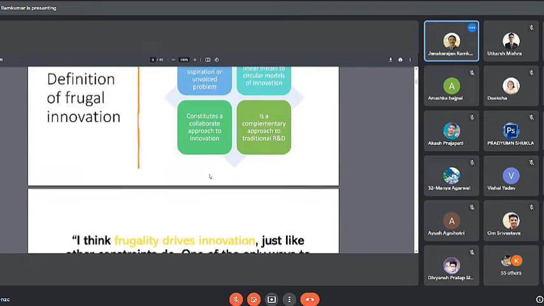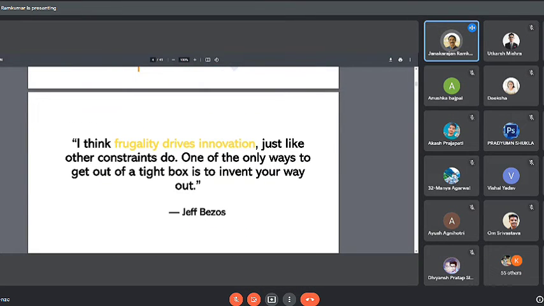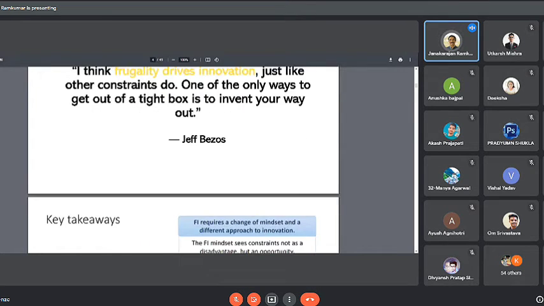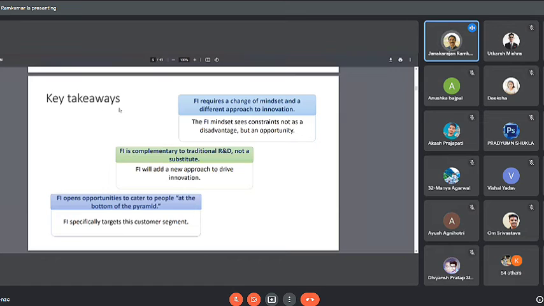So I think frugality drives innovation, just like other constraints do. One of the only ways to get out of a tight box is to invent your way out. So that is frugal innovation. You always try to work within resource constraints, and with these constraints, try to develop a solution and convince a customer to buy your solution. That is frugal innovation. What are the key takeaways?